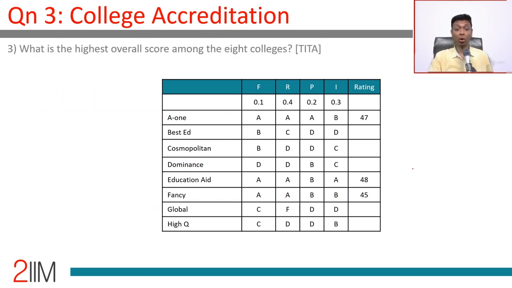What is the highest overall score among the 8 colleges? This has to be among the AAA. This is AAA, weightage of 0.7 with B of 0.3. This is AAA, weightage of 0.8 versus B of 0.2. So 50 into 0.8 plus 40 into 0.2. This is 40 plus 8, 48.